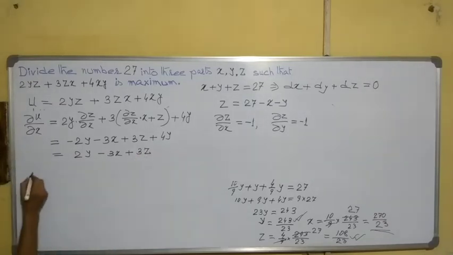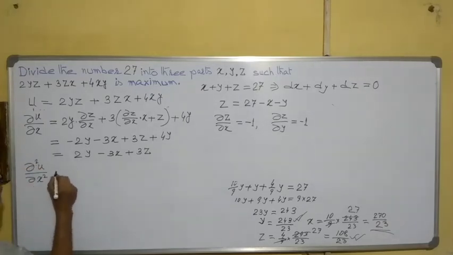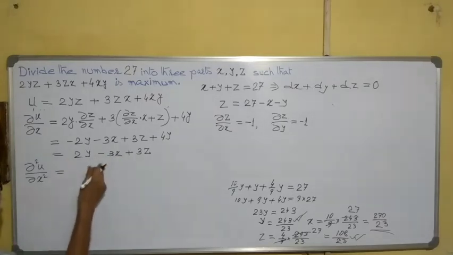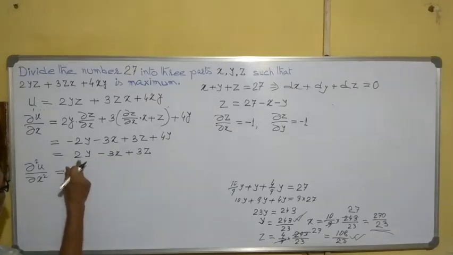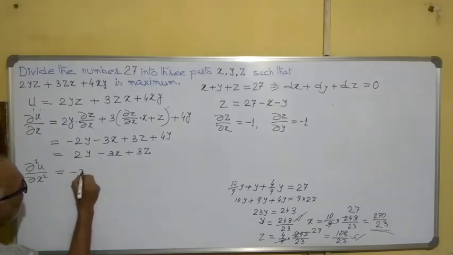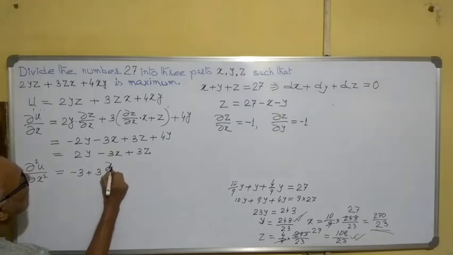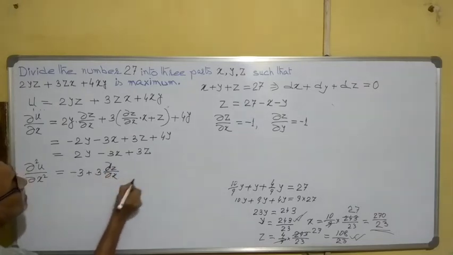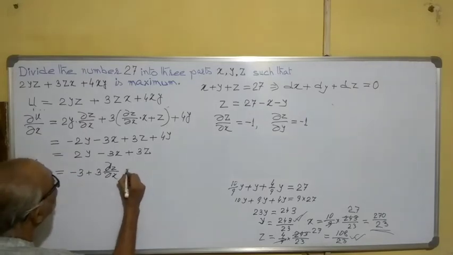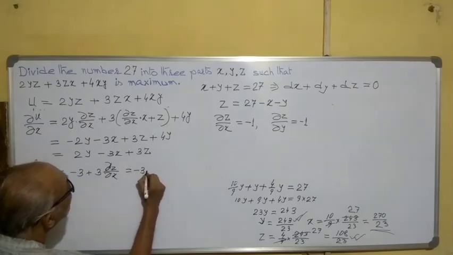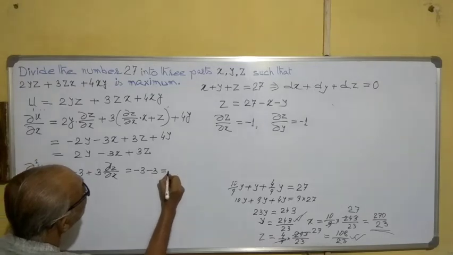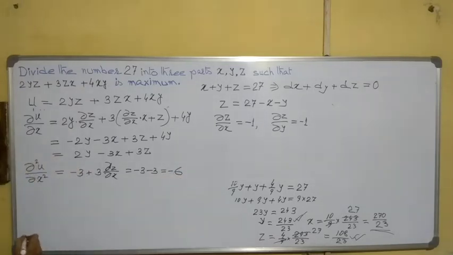In all these things, once again I am showing you, so del 2u del x square will be what? We are differentiating this one once again with respect to x. This will be 0 minus 3 plus 3 del z del x, and del z del x is minus 1. So it is minus 3 minus 3 equals to minus 6. Now del 2u del x square is got.